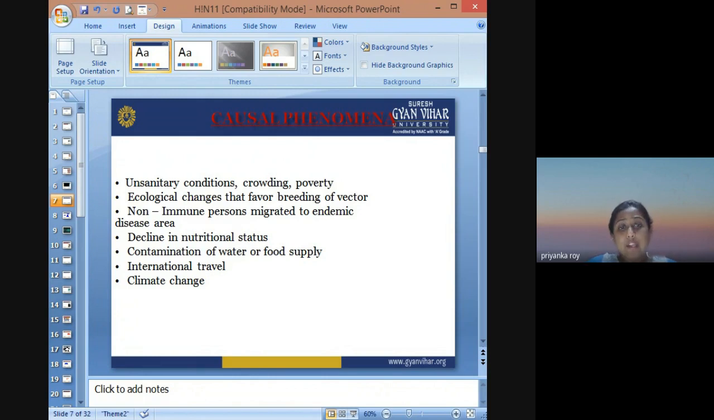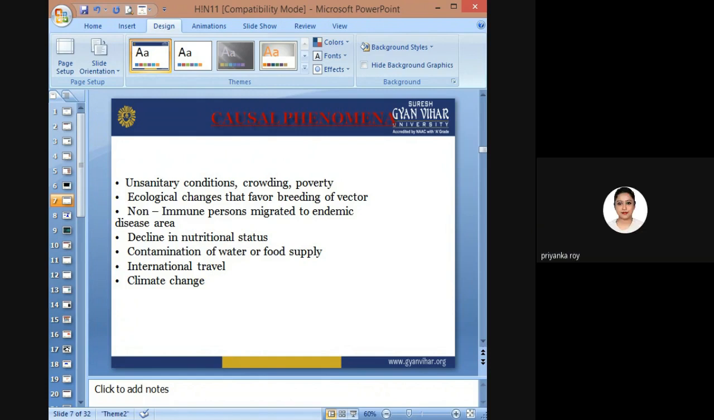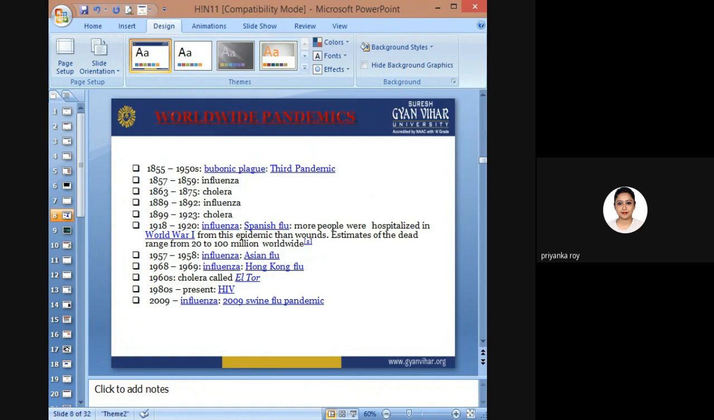Then a decline in nutritional status also makes you more vulnerable to diseases, right? The contamination of water or food supply again makes you weaker and susceptible to other diseases. So international travel and climate change, all of them are factors affecting epidemics.